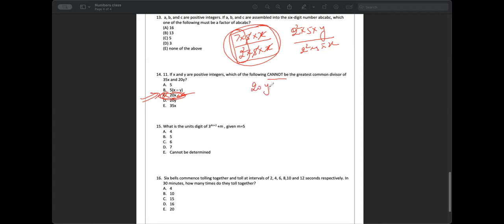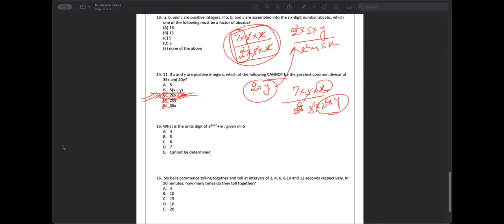20y. 20y definitely divides one number. Okay, and can it divide 35x? 20y is 5 into 2 square into y. Okay, what if x is equal to 4 into y, some number? Let's say y is equal to 1 and x is equal to 4. It can divide both. No problem about that. So 20y can be a possibility, 35x can be a possibility. 20x definitely is not a possibility.